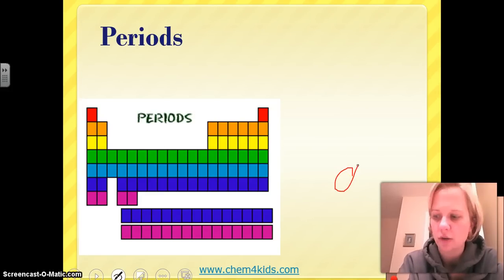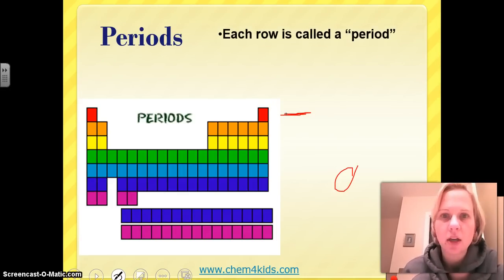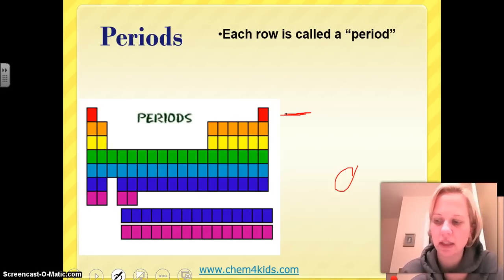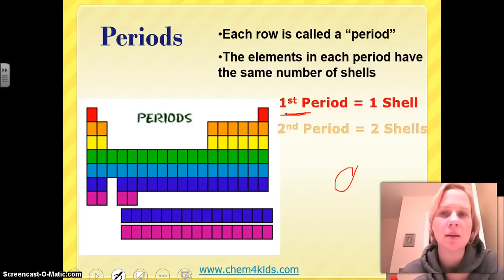So what you see on here is periods, okay? Remember that periods are things that go horizontally, and they're all color-coded, as you can see. Each period, or each row, is called a period. We went over that in class, so that should make complete sense. The elements in each period have the same number of shells.